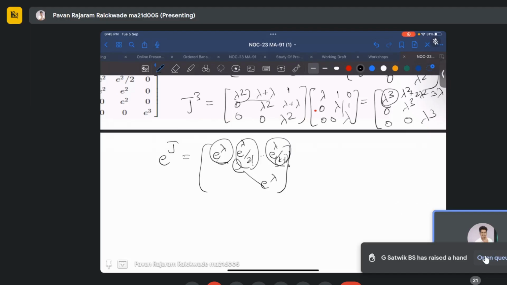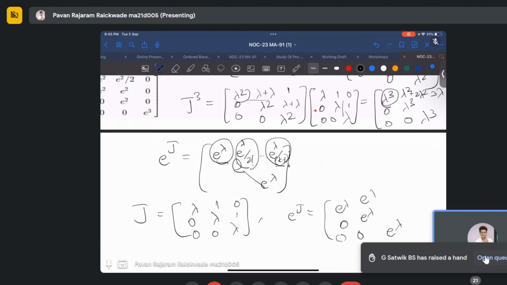Okay, so what you are saying is, if my J is lambda, let's say for a 3 cross 3 case, then e power J is e power lambda, e power lambda, e power lambda, 0, 0, 0. Here also e power lambda, here also e power lambda, and here e raised to lambda by 2 factorial. Yeah, so that's how it goes. Oh, that's good.